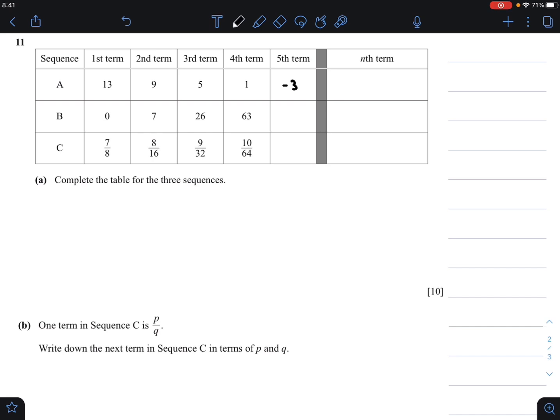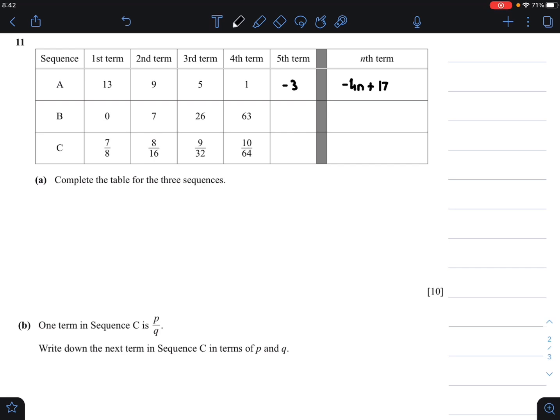And the nth term for this sequence, since it's a linear sequence, the a value would be minus 4, so it would be minus 4n, plus x. Now since the first term is 13, if you substitute n as 1, you would get minus 4 plus x is equal to 13. So therefore x would be equal to 13 plus 4, which is equal to 17. Therefore minus 4n plus 17 would be your nth term for the A sequence.